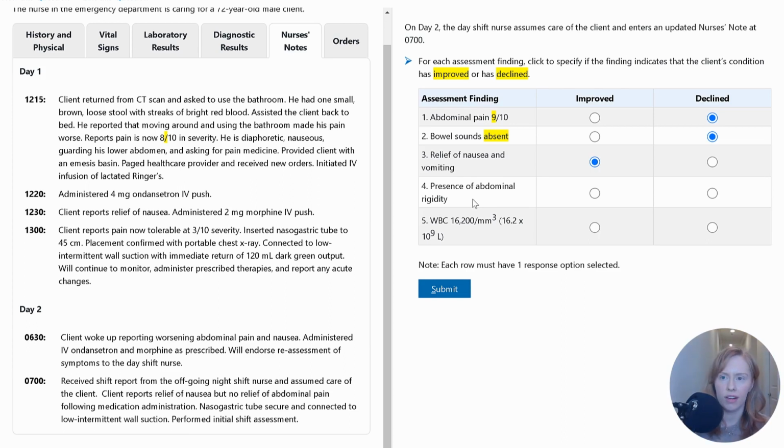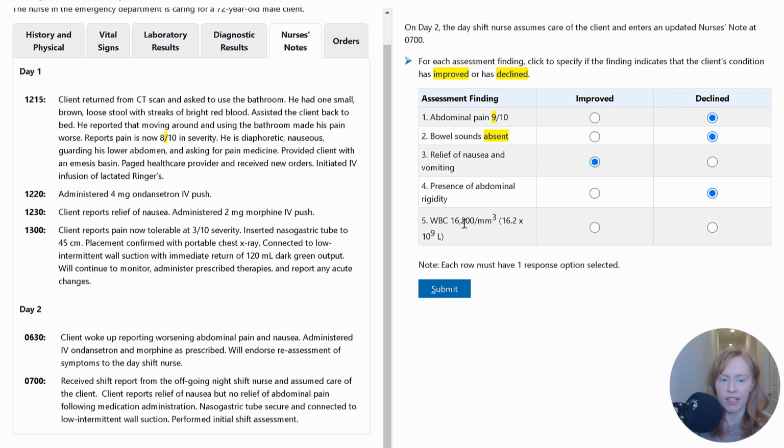And then presence of abdominal rigidity. If you ever hear abdominal rigidity or board-like abdomen, a rigid abdomen, that means most likely your client has developed peritonitis, where maybe something has ruptured and now that inflammatory process is no longer contained to that diverticula in your left lower quadrant, but is now affecting your whole peritoneal cavity, which would explain why his bowel sounds are now absent and his abdominal pain is so severe. So that represents a decline for sure.